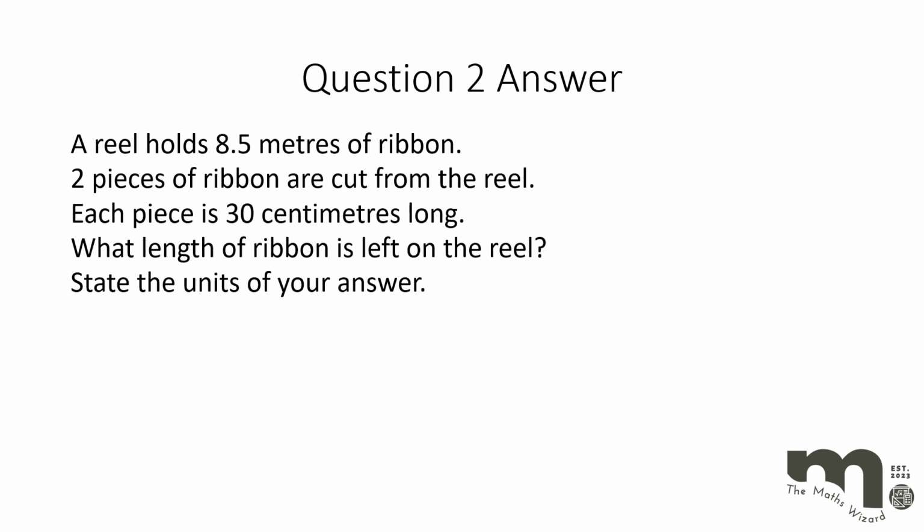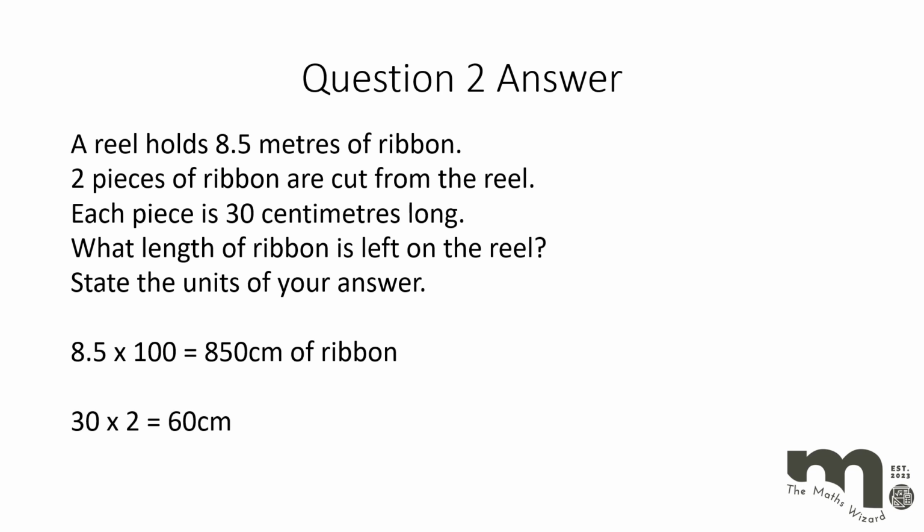Okay, let's take a look at the solution to this then. So 8.5 meters, if you times that by 100, it's the same as 850 centimetres. We've got two lots of 30 there, which is 60. If we then take that away from 850, we've got 790 centimetres. If you did work in metres, you should have ended up with 7.9 metres.